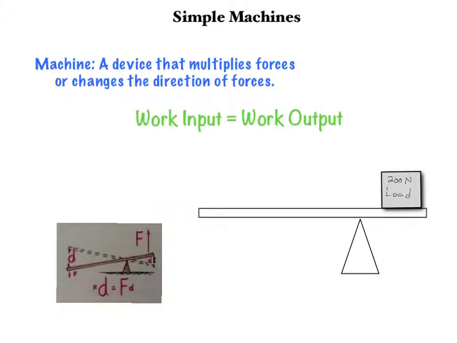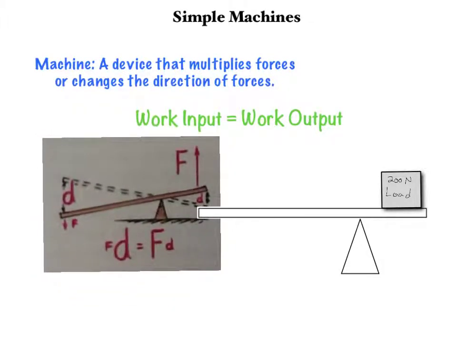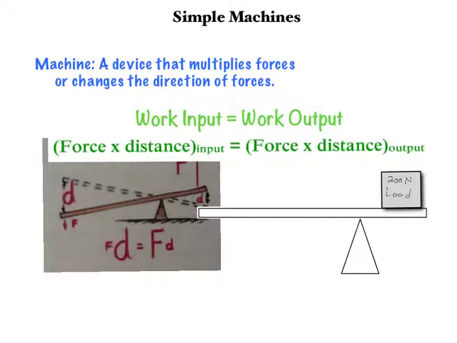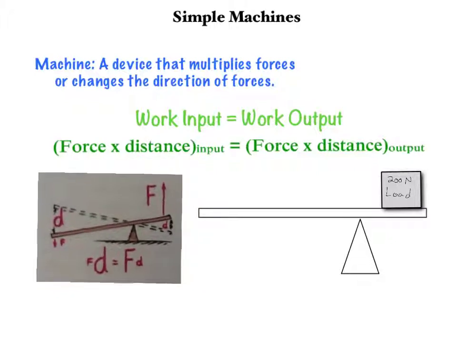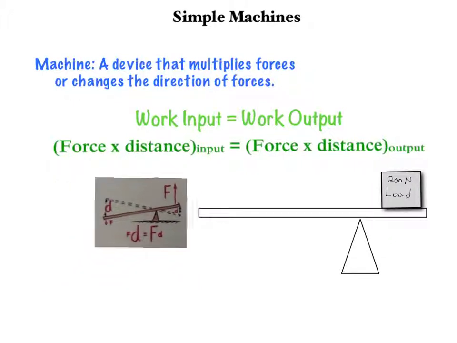Now, if you remember, since work equals force times distance, the input force times the input distance equals the output force times the output distance. All this means is the amount of work that we put in is going to equal the amount of work that we get out. So let's take a look at what the effect of this is.